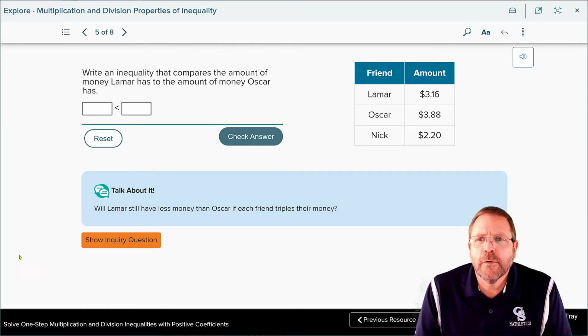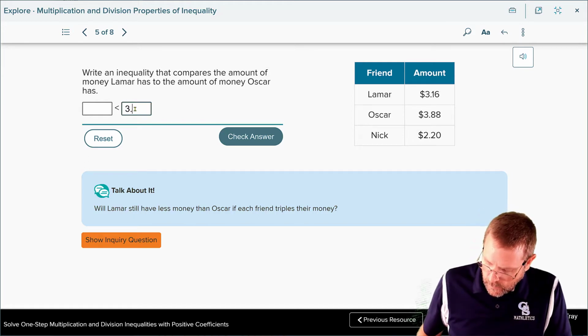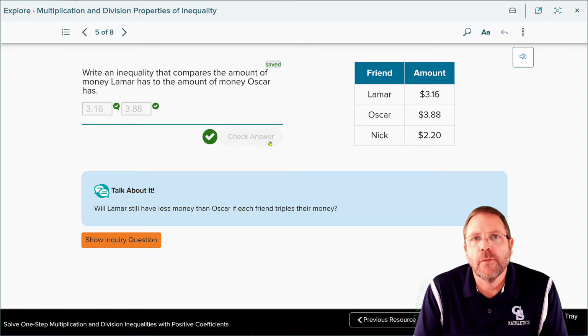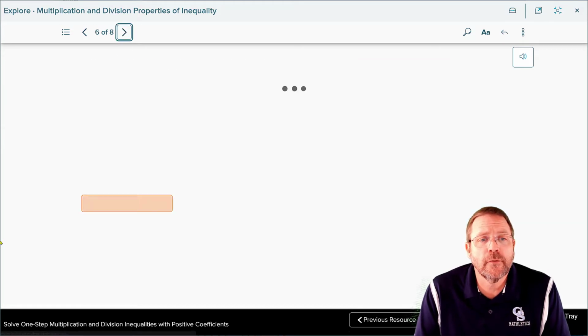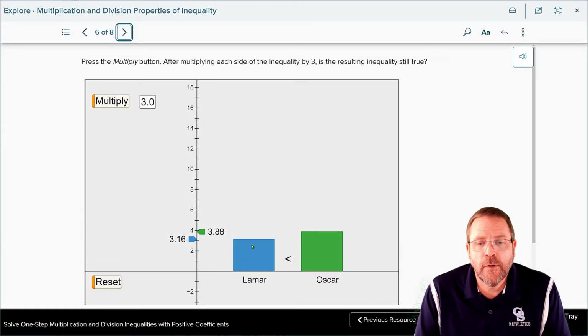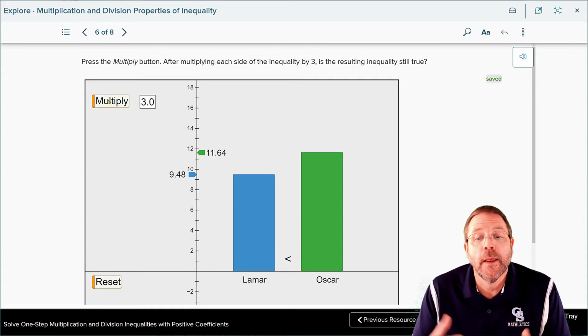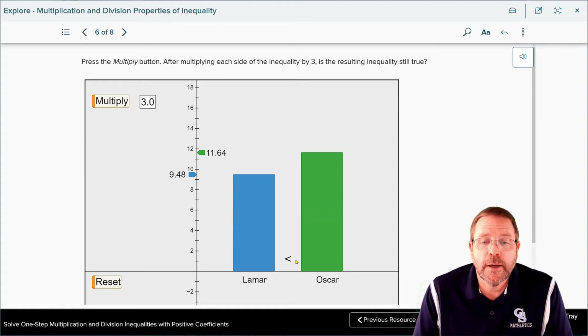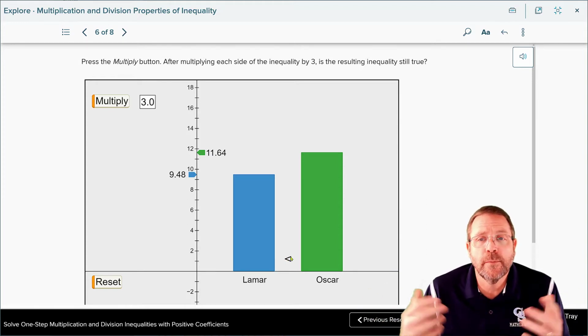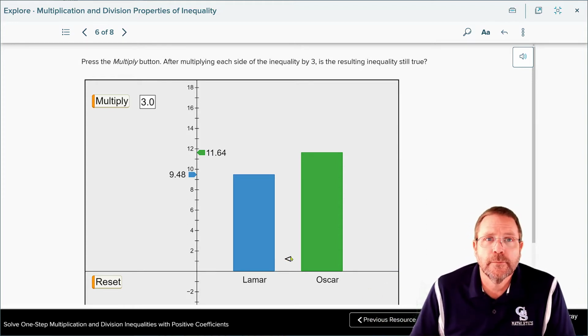So now we're going to write another inequality to compare what Lamar has to what Oscar has. Oscar has more money than Lamar, so he goes on the side the alligator's going to eat. Lamar goes on the other side. There's our inequality. Now, will Lamar still have less money than Oscar if each friend triples their money? Let's find out. Going back to our bar graph, we have the graph showing what they had, and if we multiply both sides by 3, what's going to happen? Guess what? Oscar's still going to have more money than Lamar every single time. The sign will not change directions if you multiply or divide both sides by the same number.